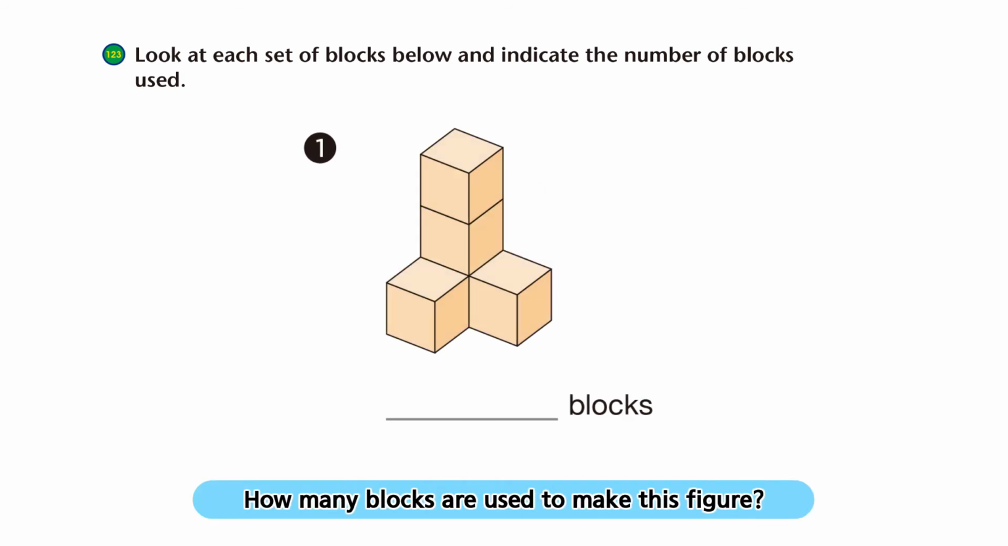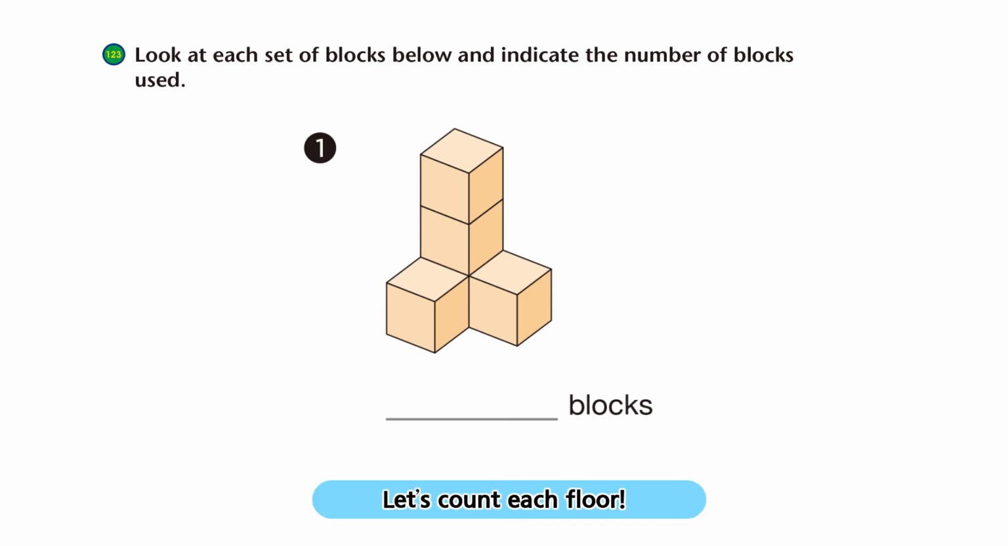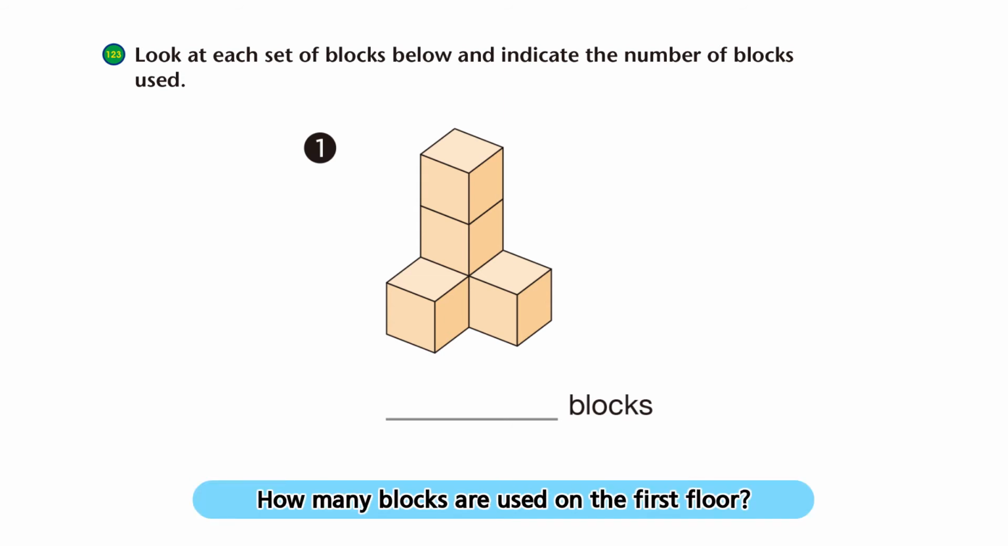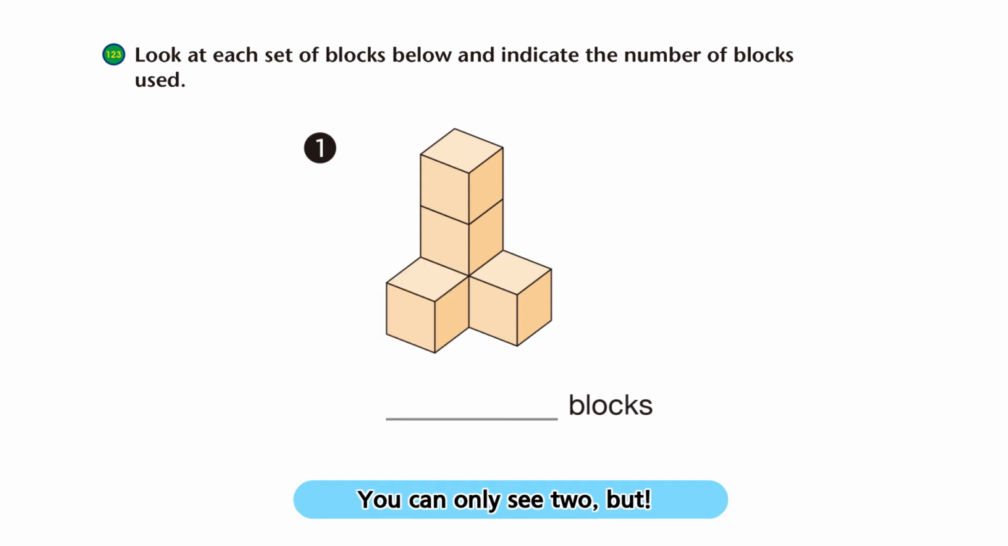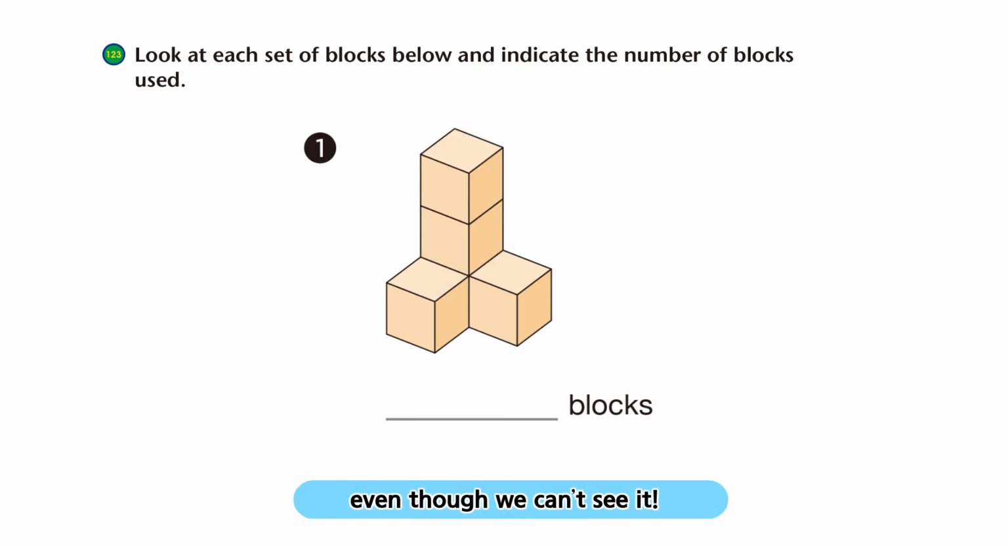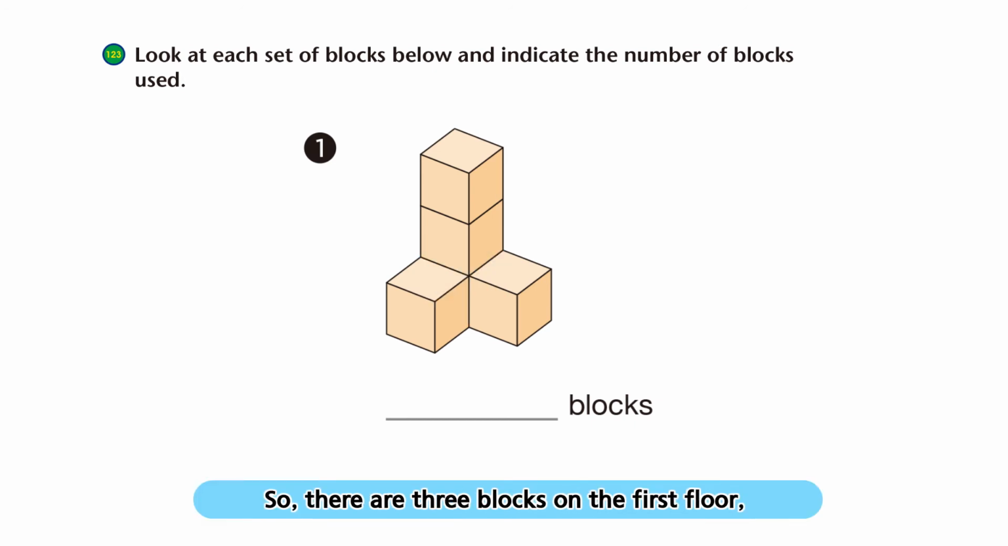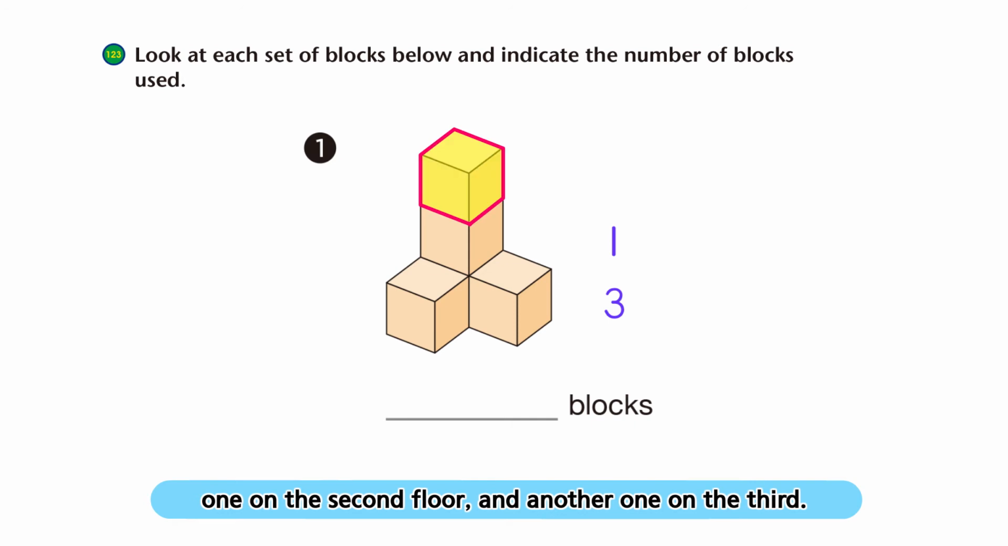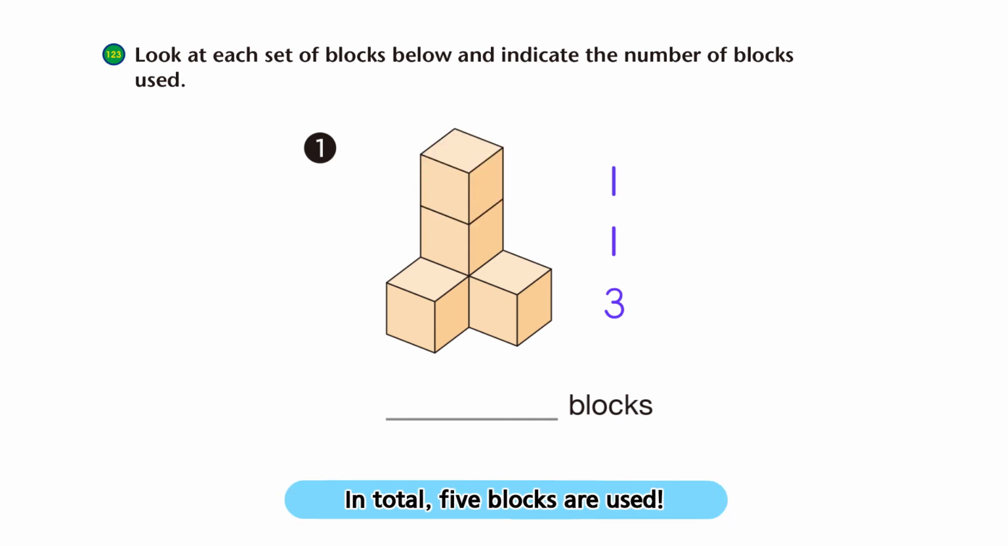How many blocks are used to make this figure? Let's count each floor. How many blocks are used on the first floor? You can only see 2, but blocks are stacked on the second and third floors. This means that a block has to be hidden underneath, even though we can't see it. So there are 3 blocks on the first floor, 1 on the second floor, and another one on the third. In total, 5 blocks are used.